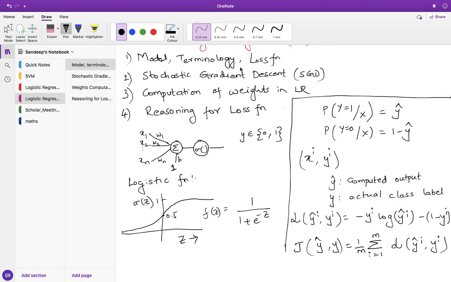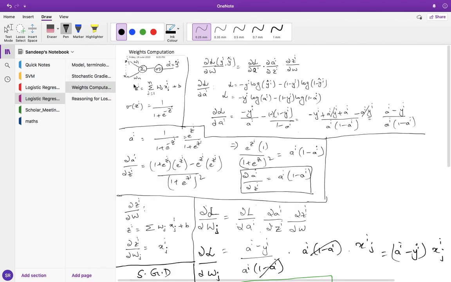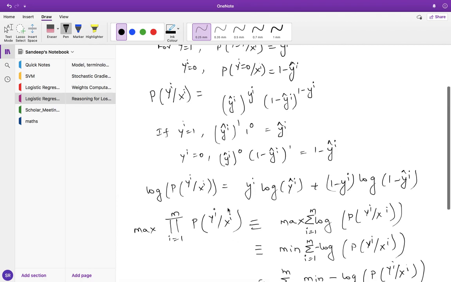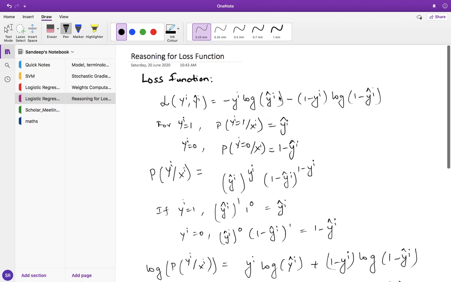We have seen the model, terminology, and loss function definitions. We have seen what stochastic gradient descent is, how weights can be computed using stochastic gradient descent, and finally the reasoning for why we are using this particular loss function. I hope it would be helpful for everyone, and here I end my video.